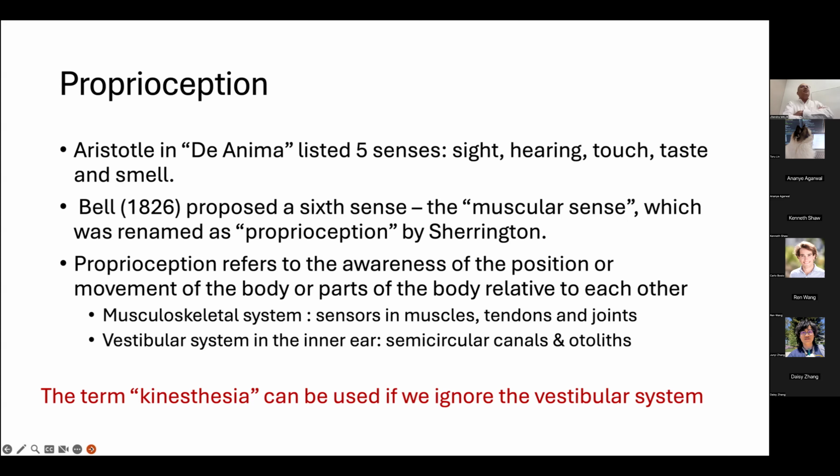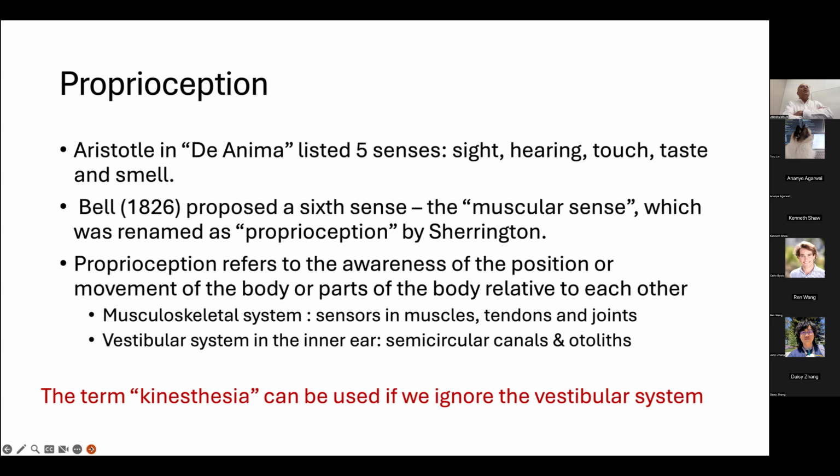What's the neuroscience of it? And that leads us down two paths. One is the musculoskeletal system. In the musculoskeletal system, how do we know about your joint positions, velocities, etc.? And the answer is that it's because there are sensors in the muscles and tendons and joints.